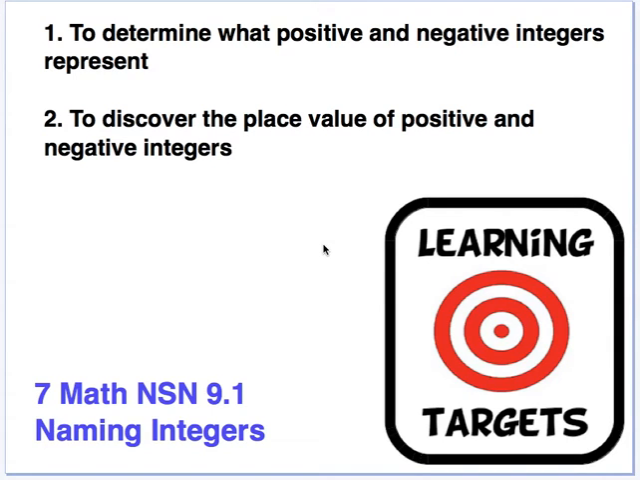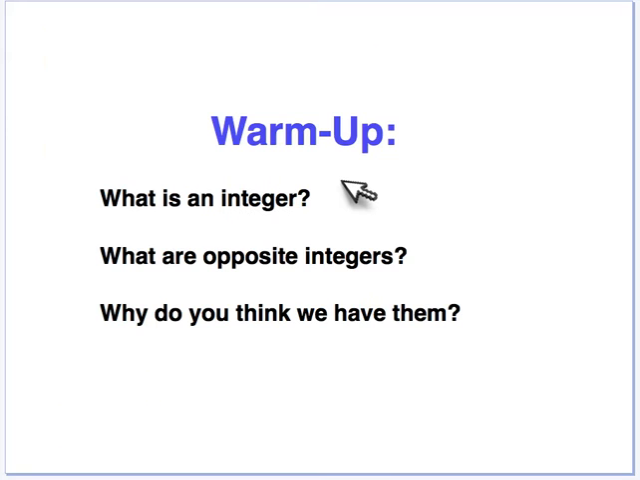Hey, grade 7s, we're going to do 9.1 today, naming integers. We're going to look at determining what positive and negative integers actually are to begin with, and what they represent. And we're also going to discover the place value of positive and negative integers. To begin with, let's take a little warm up.